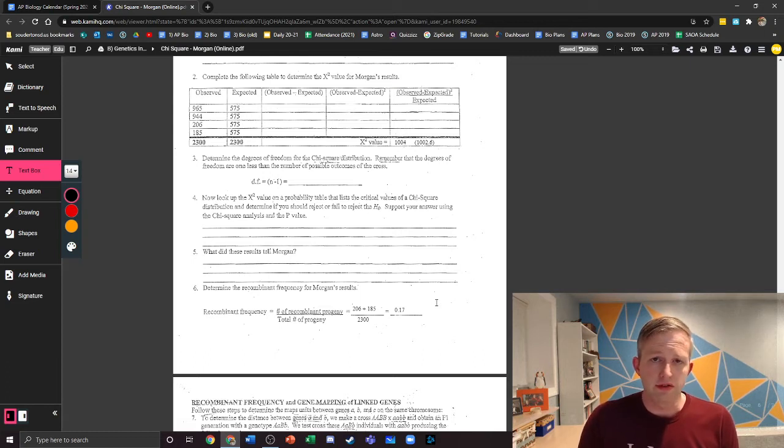There's a 17% chance of recombination occurring, and that's because we have 206 plus 185 out of the total 2,300 flies in which this occurred. So 17% of them involved recombination of some sort.